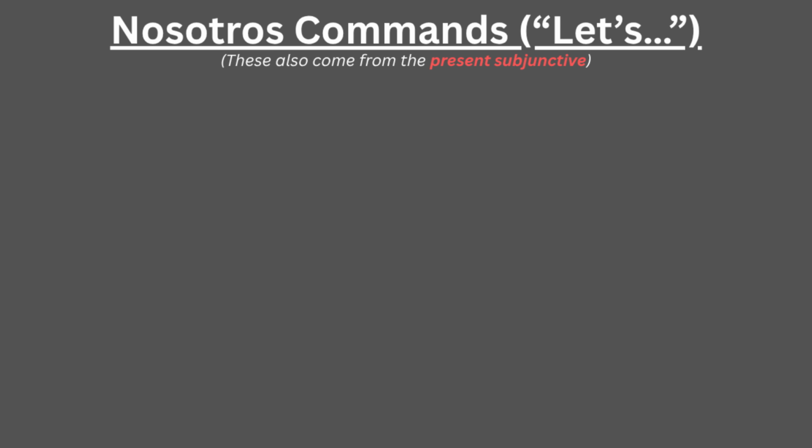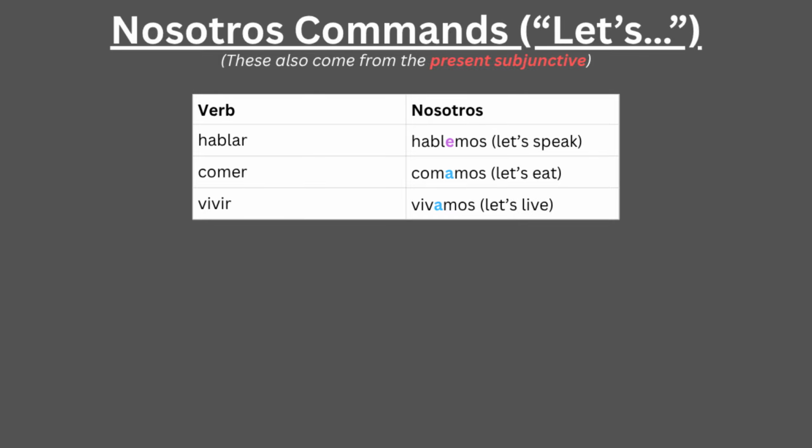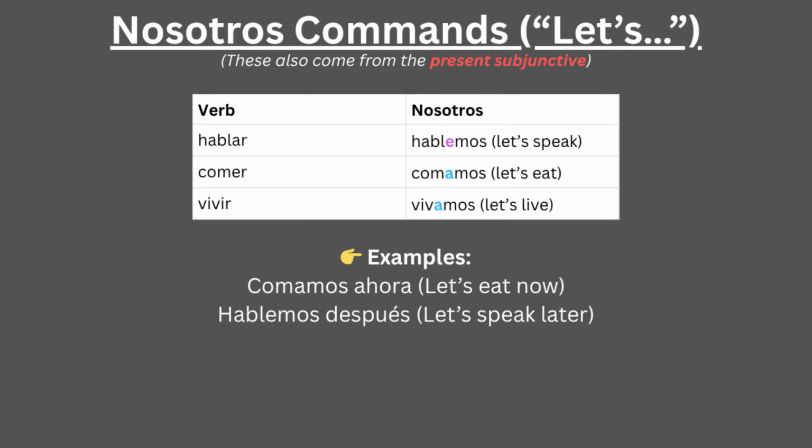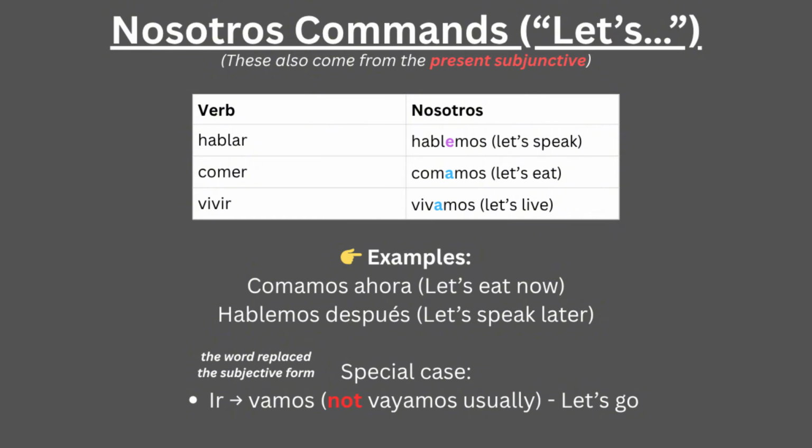Now, let's see commands for nosotros, translating to the English let's. Here, we again use the subjunctive, which means that we use the opposite endings. Hablemos, comamos, vivamos. Some examples are: comamos ahora, hablemos después. As a special case, the verb ir, to go, in the nosotros command uses vamos and not vayamos, which is the subjunctive form. This is done on purpose because the word vamos replaced the subjunctive form in the mood, meaning let's go.